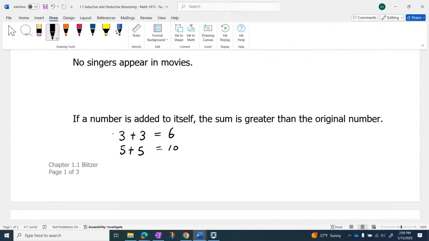And then we can also do 10. 10 plus 10 is 20. 20 is bigger than 10. So can I draw a conclusion? Any number added to itself, the sum will be bigger than the original number? Can we draw that conclusion?